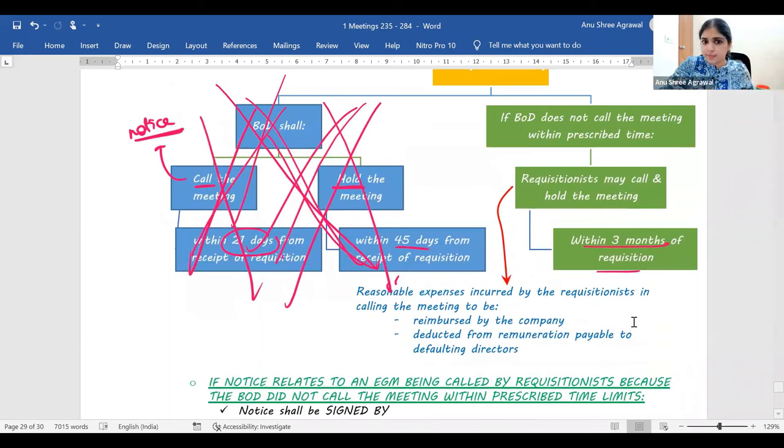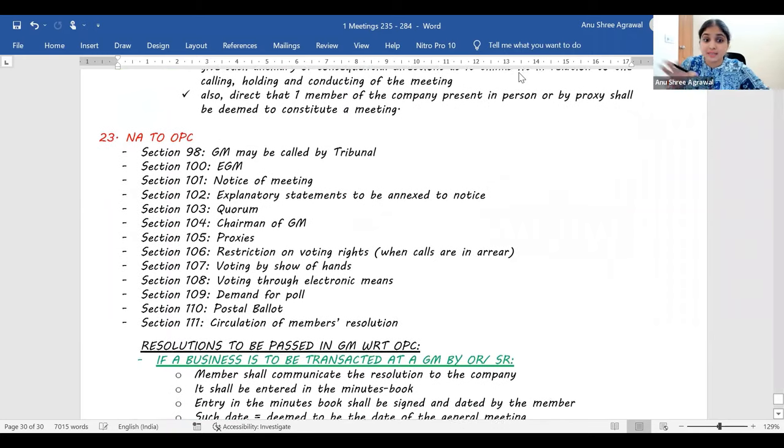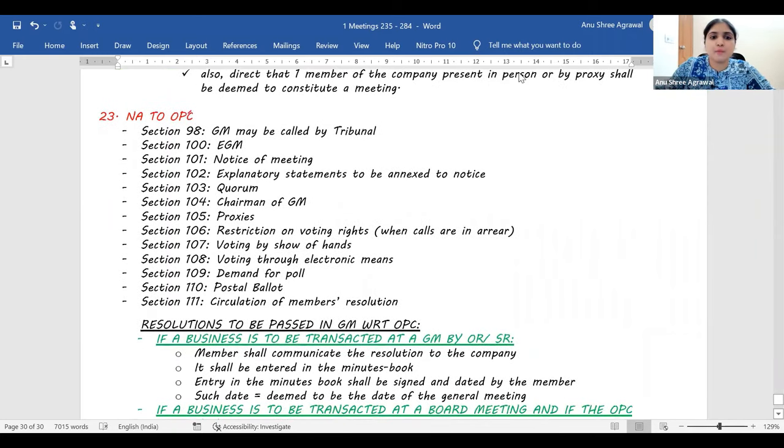In case anybody goes and requests the NCLT, or even on its own motion, NCLT can also ask the company to hold an EGM. Even your NCLT can give any direction. NCLT can also give a direction that quorum is only one. All right, guys. And finally, whatever we learned under meetings, all this is not applicable to one person company.